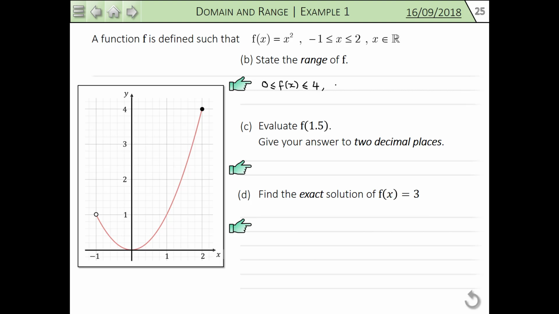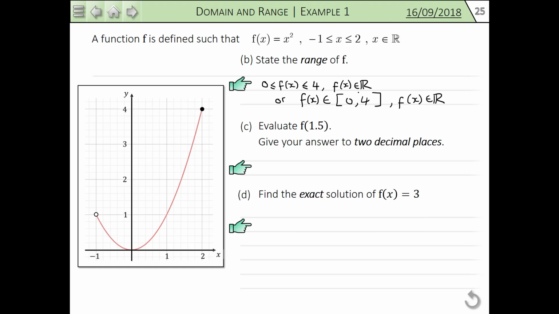And we should also state that f of x is in the real numbers. Another way we could answer this question is, rather than using inequality here, we can say f of x is in the region 0 to 4, which we can show using set notation. As it can be 0 and 4, we use square brackets. Again, we should also put f of x is in the real numbers.